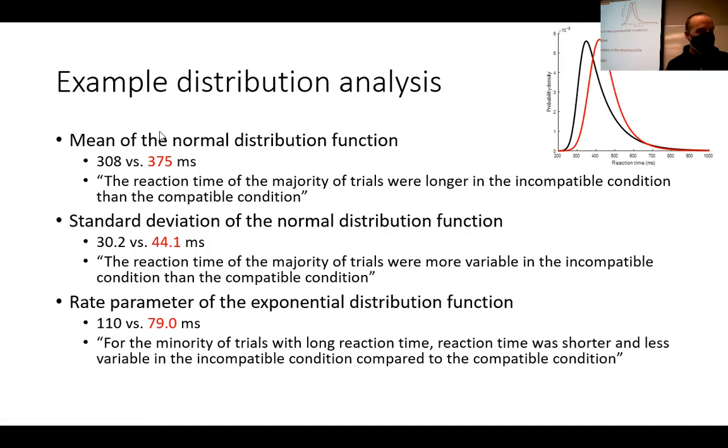So the challenge for y'all, once you have your data, is to interpret the changes in these three parameters and relate it back to, well, how does the mean and standard deviation of the majority of trials change? And the rate parameter tells us about the mean and the standard deviation of the minority of the trials in that tail.